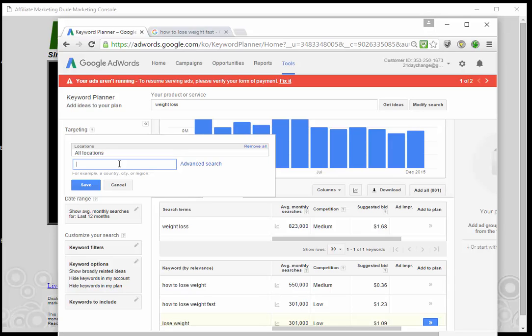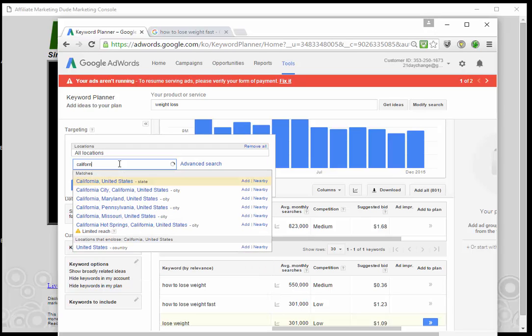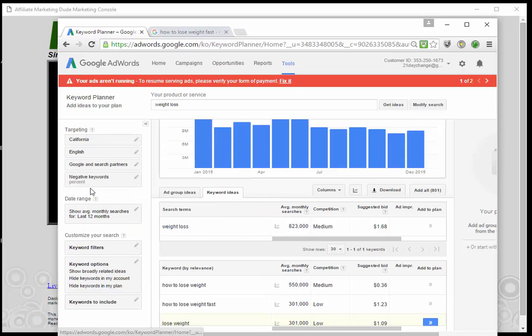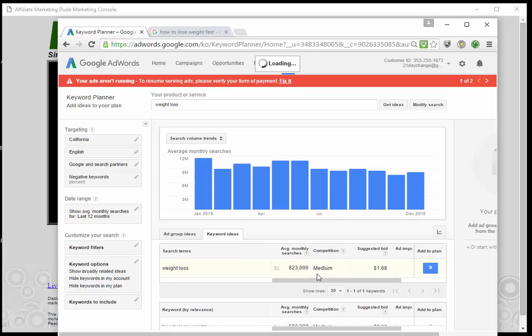So if I wanted to do California, right like this, and save, the results are going to change because now I'm only getting people in California who are looking up weight loss.